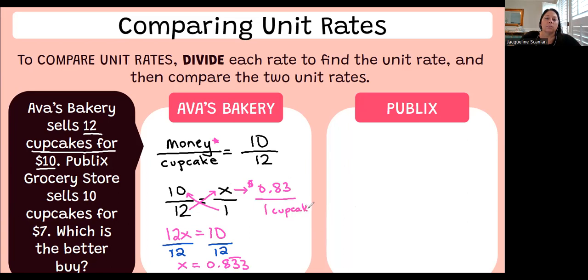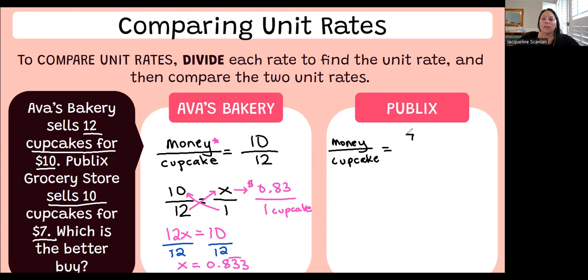Okay, so now we are going to repeat that process. We're going to go ahead and do that whole entire thing all over again for Publix to figure out how much we're paying per cupcake. Okay, so again, I'm going to go back to that setup. I'm still going to be using the amount of money it costs per cupcake. All right, and in Publix case, it costs $7 for 10 cupcakes. All right, so I'm going to go ahead and input that information.